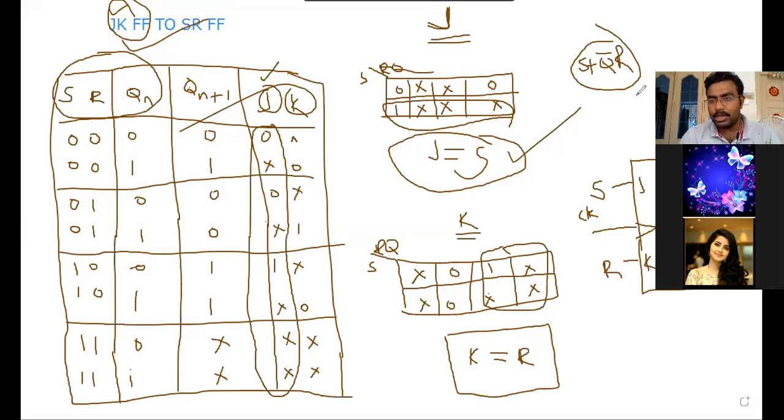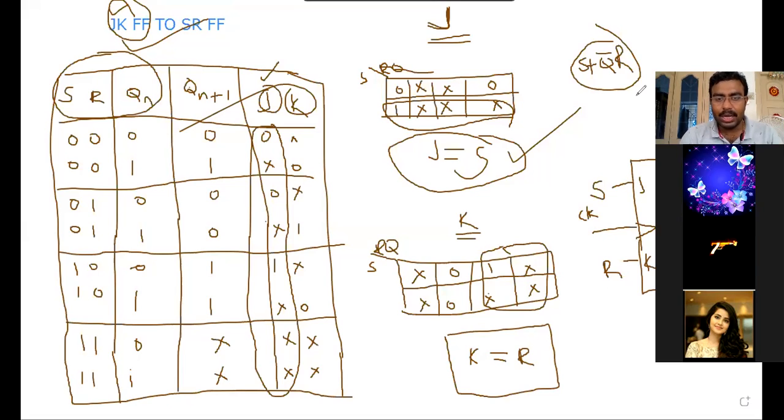Same procedure. Based on the conversion they have asked, you need to write the truth table of the given flip-flop, and you have to take the excitation table from which you are trying to convert. Then take the K-map simplification, get the equations, and give the connections for what you got. Any doubts in this conversion, guys? You can ask me now.